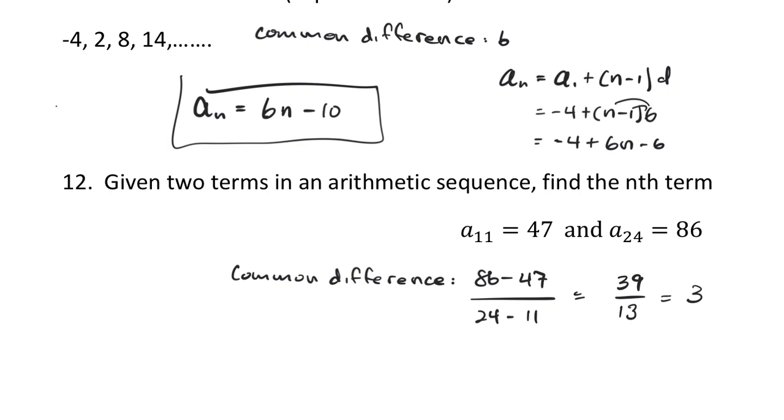So we're going to use, like I said, we're going to use this. This will be a sub n, and then we'll do n equals 11, and plug that in here, and a common difference of 3. So 47 is equal to the first term, which we don't know, and then 11 for n, and then a common difference of 3. 11 minus 1 is 10. 10 times 3 is 30. Subtract 30 from 47, and you get 17.